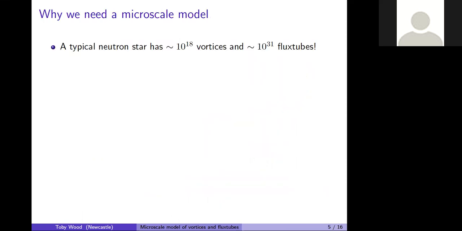Okay, so the first difficulty is that there's an awful lot of these things. We know roughly how many there are because we know what the quantum of circulation is.